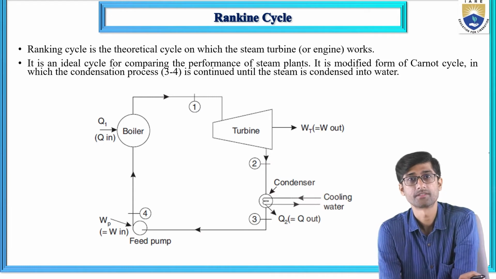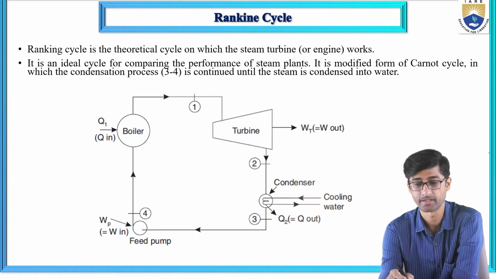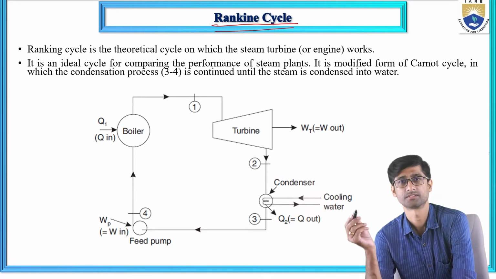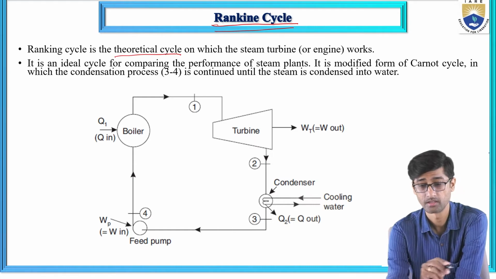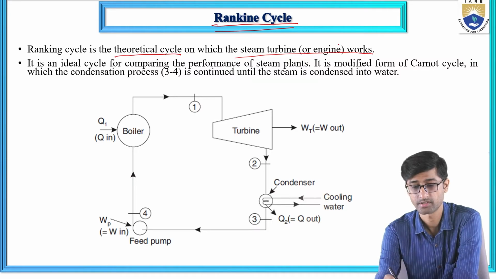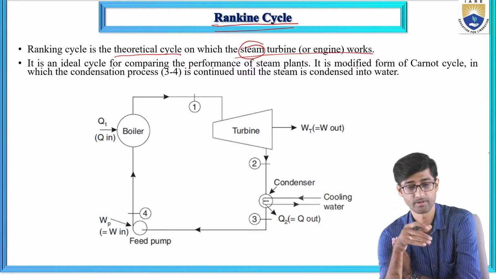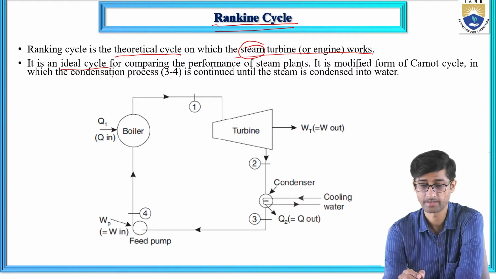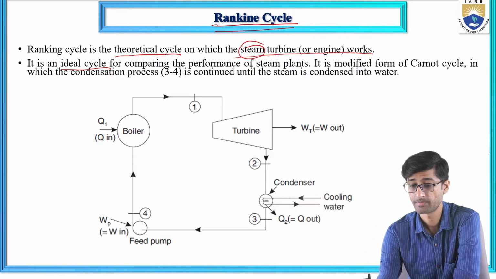Now the next, most widely used cycle in a steam power plant, is the Rankine cycle. This is the most important cycle, the Rankine vapor power cycle, that we have already studied in your applied thermodynamics. Now let us recall it. The Rankine cycle is a theoretical cycle on which the steam turbine works, right? Here we are using steam as the working substance, and the Rankine cycle is usually used in steam power plants. It is an ideal cycle. We consider the ideal cycle for comparing the performance of steam turbines and steam plants, and it is a modified form of the Carnot cycle.